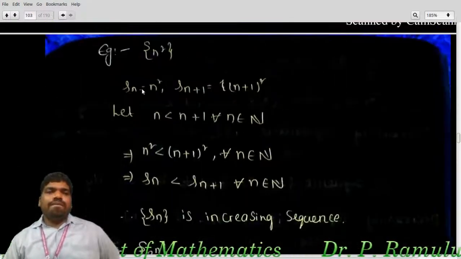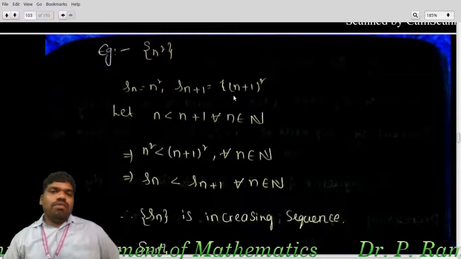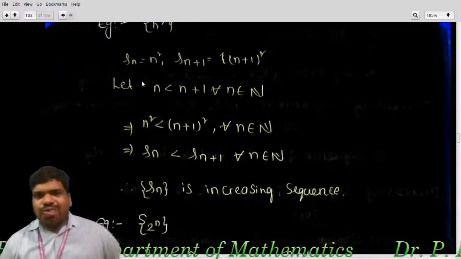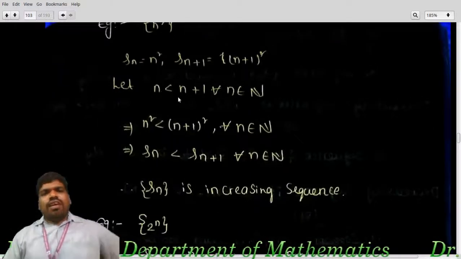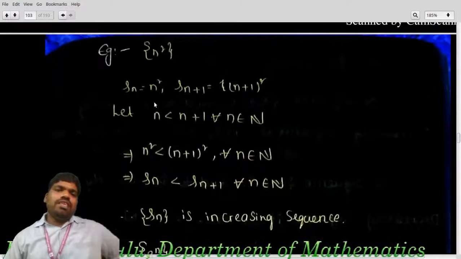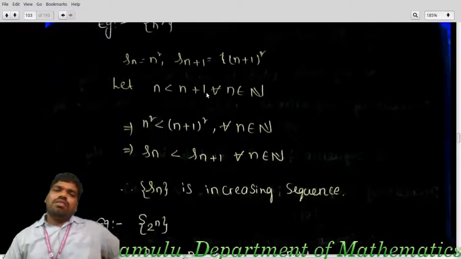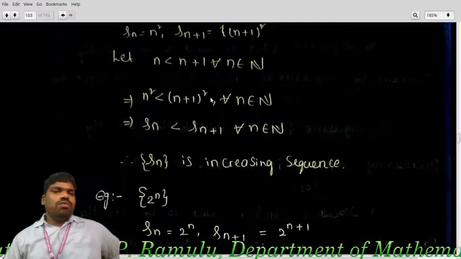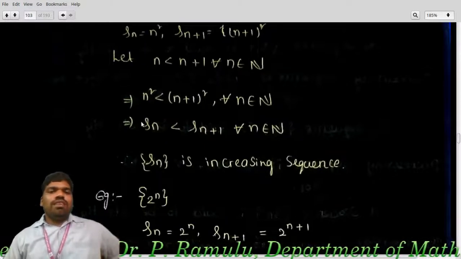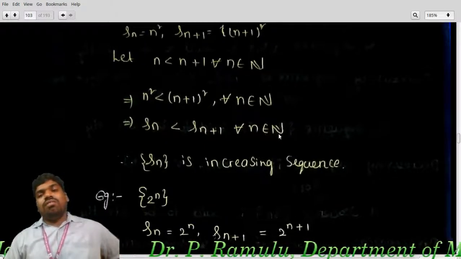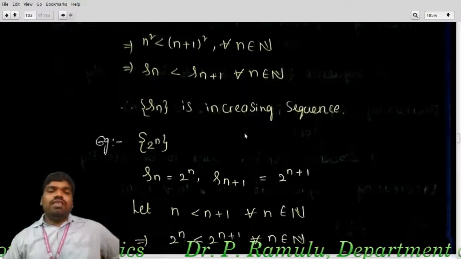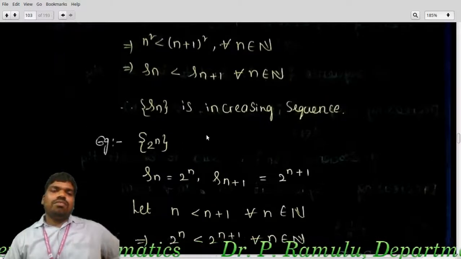Example: n square. Sn equal to n square, Sn plus 1 equal to (n plus 1) square. I am using the second definition always for proving this. n is less than n plus 1, so I am showing this is an increasing sequence. n square is less than (n plus 1) whole square for all n belongs to N, which implies Sn is less than Sn plus 1 for all n belongs to N. Therefore, Sn is an increasing sequence.